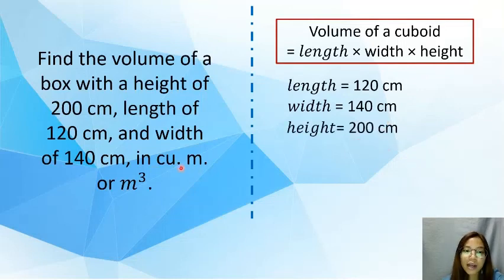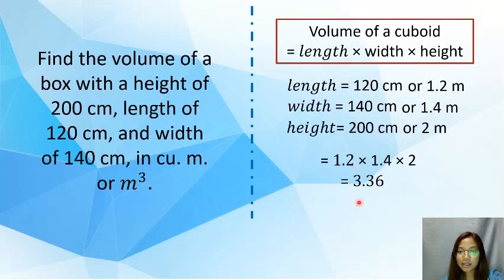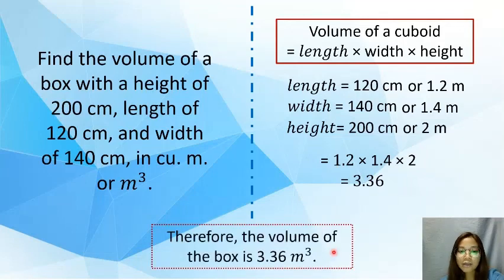But since we are asked to find the volume in cubic meters, we're going to convert this into meters. So that's 1.2 meters, 1.4 meters, and 2 meters. Then we're going to multiply all the values in meters. So 1.2 times 1.4 times 2 is equal to 3.36. Therefore, the volume of the box is 3.36 cubic meters.